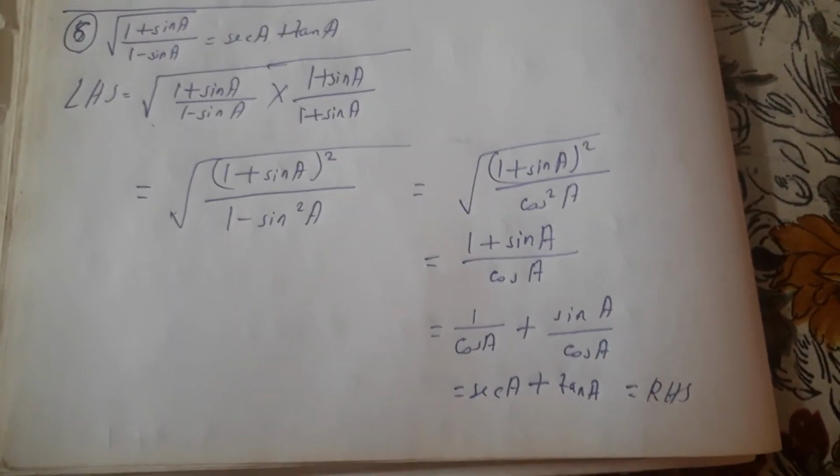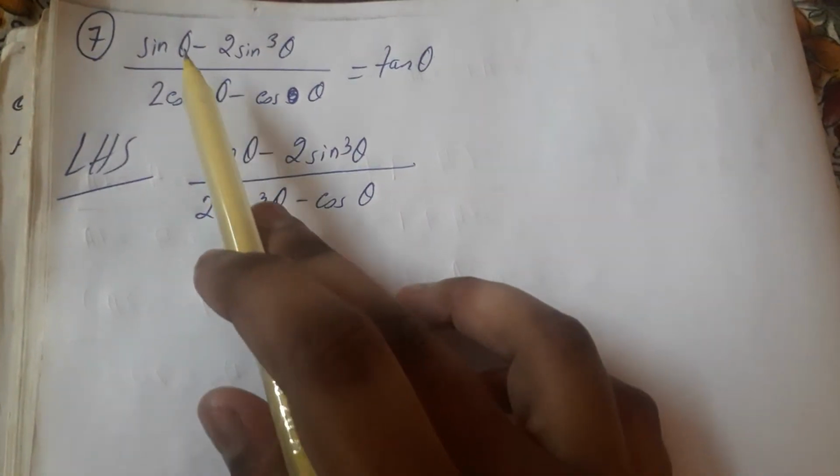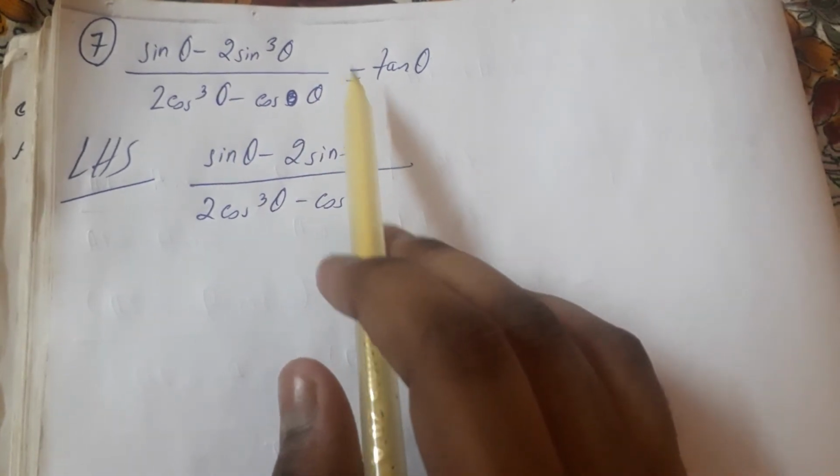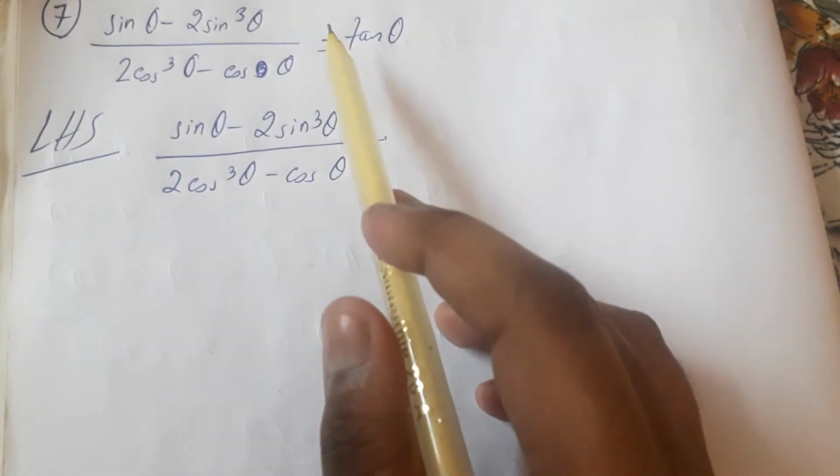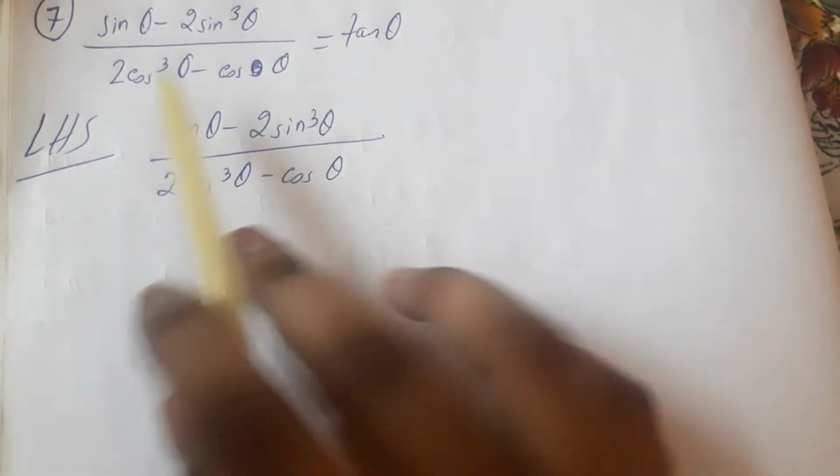This is also very easy. See students, here the next one is given: sin theta minus 2 sin cube theta divided by 2 cos cube theta minus cos theta is equal to tan theta. Now see, we know that tan theta is equal to sin theta by cos theta. So in the LHS part, last part, you will get sin theta by cos theta. So on the right hand side you will get tan theta.